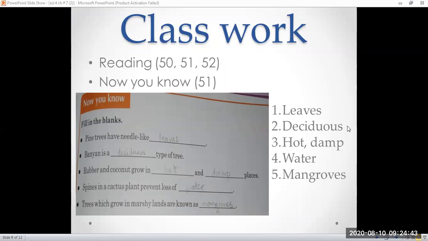So now on your page number 51, here is a Now You Know, and the answer is also visible on your screen. And side by side, you are going to note it down in your books. So the first one is that pine trees have needle-like dash. They have needle-like leaves, as pine trees grow on the mountains. So those trees which grow on the mountains have needle-like leaves. The second one is that banyan is a dash type of tree. It is a deciduous type of tree.